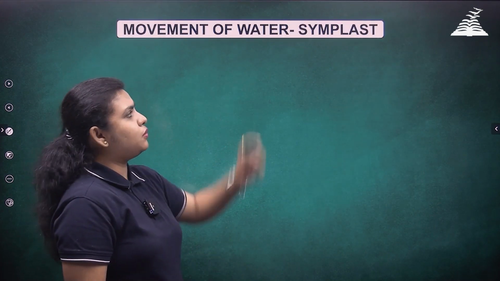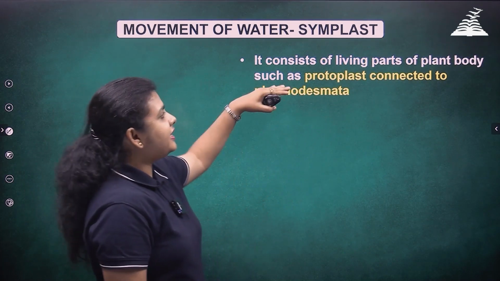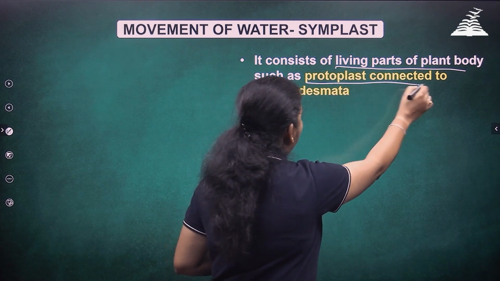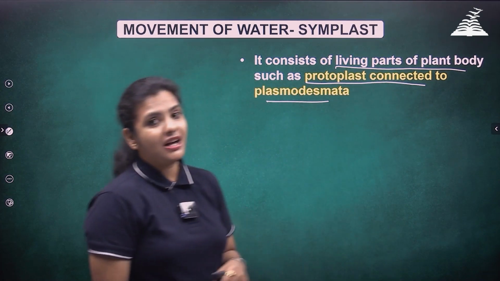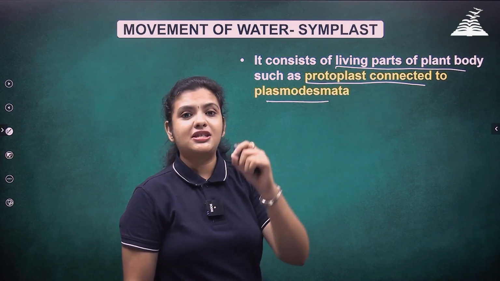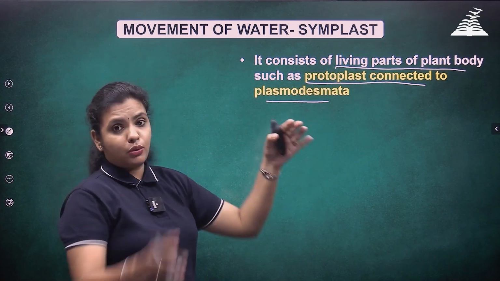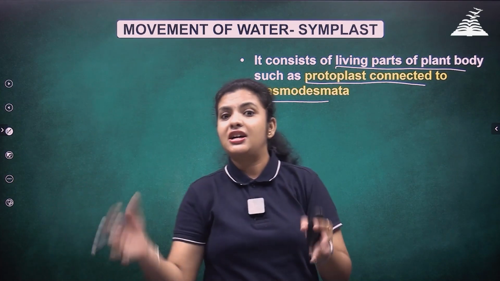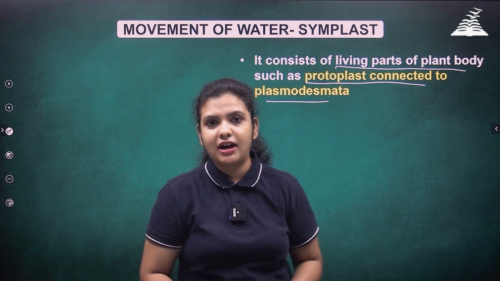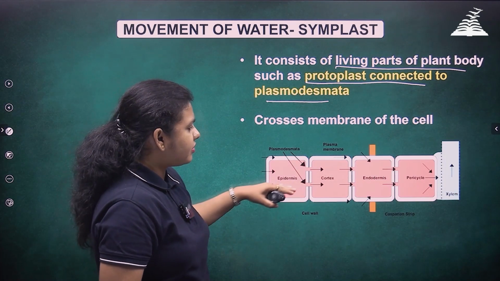So first we will start with symplast. What is symplast? Let's look at the definition first. It consists of living parts of the plant body such as protoplast connected to plasmodesmata. What is the meaning of this? Living parts means the cells have nucleus. Alright? And it is the connection between protoplasm. Protoplasm is the cytoplasmic content of the plant and each cell is connected to one another with the help of plasmodesmata.